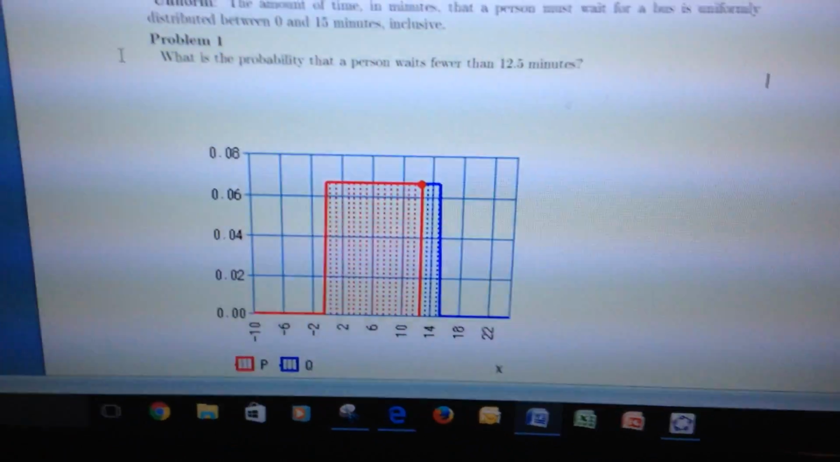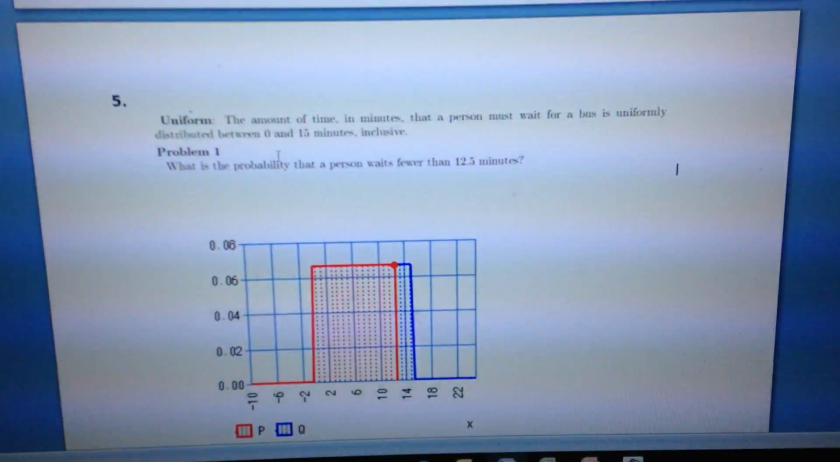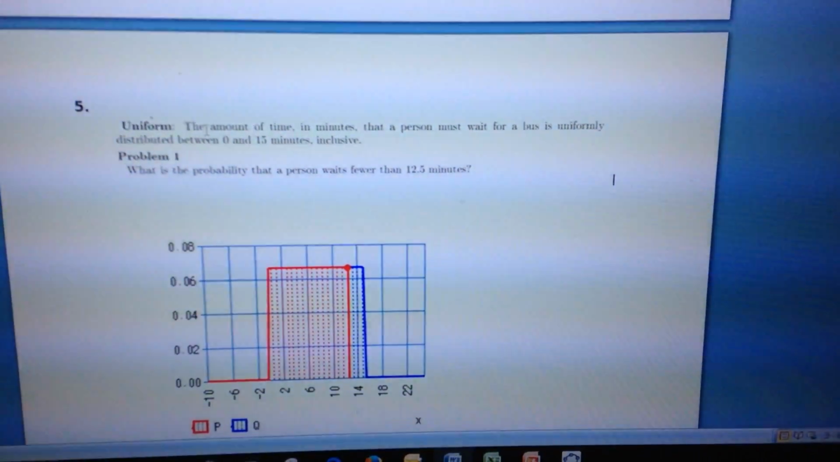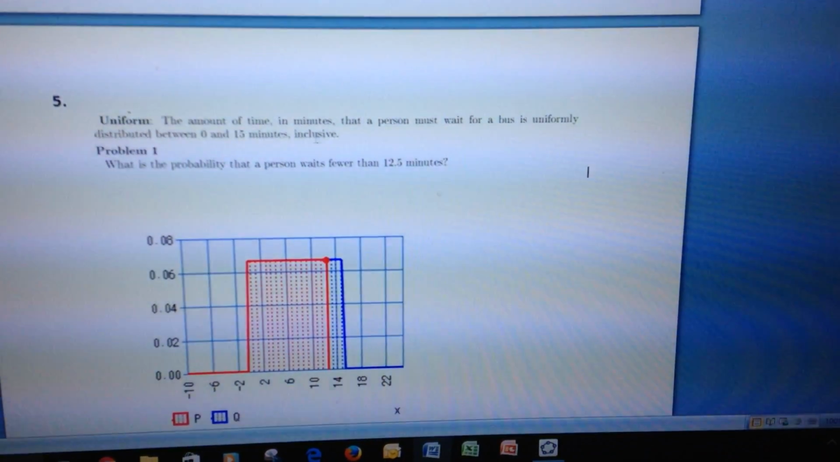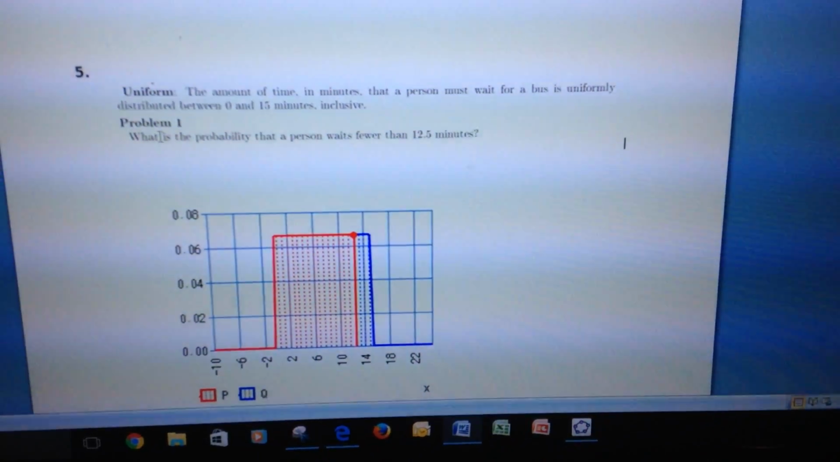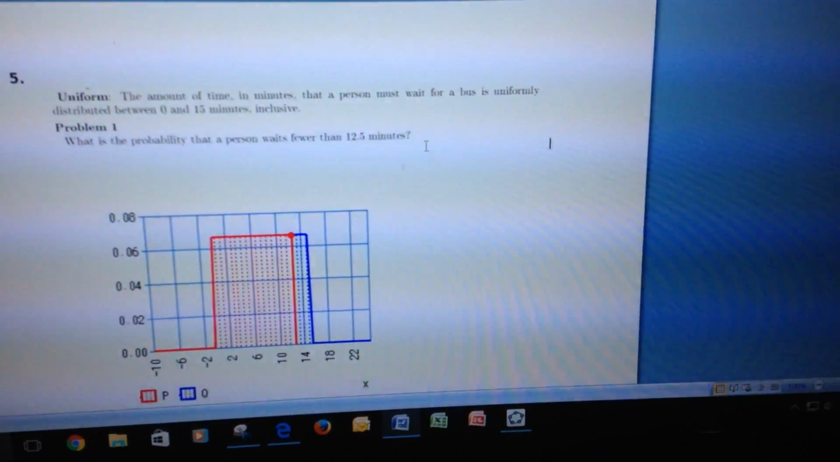Question 5 was a uniform distribution, a little bit different. The amount of time in minutes that a person must wait for a bus is uniformly distributed between 0 and 15 minutes inclusive. What is the probability that a person waits fewer than 12.5 minutes?